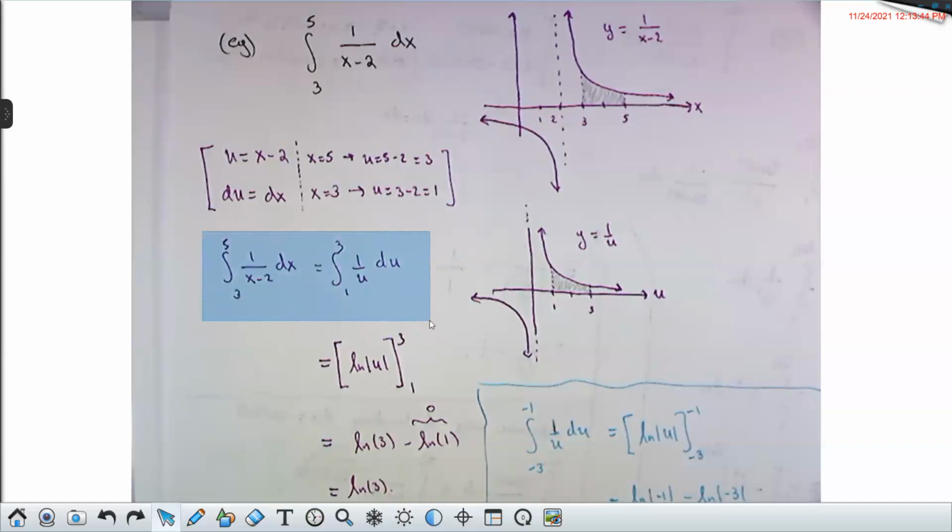And we cannot write equalities like this down if we use the old bounds. If I was to still have this as integral 3 to 5, that would just be wrong. It would be a lie because that would be the natural log of 5 minus the natural log of 3, whereas this is the natural log of 3.